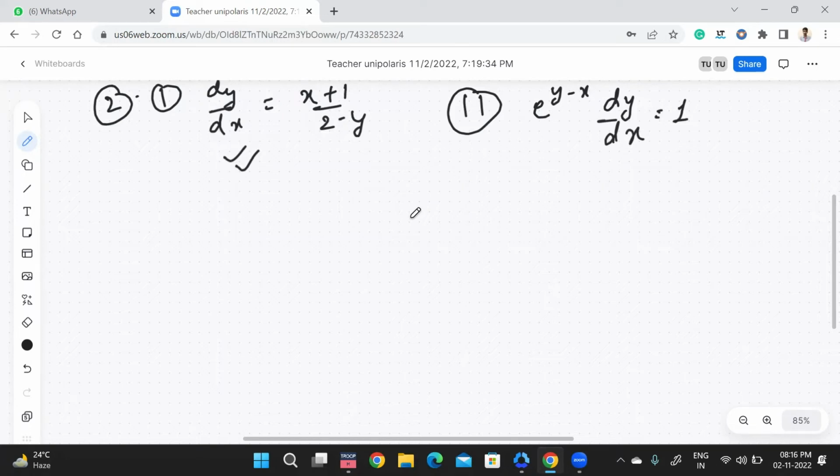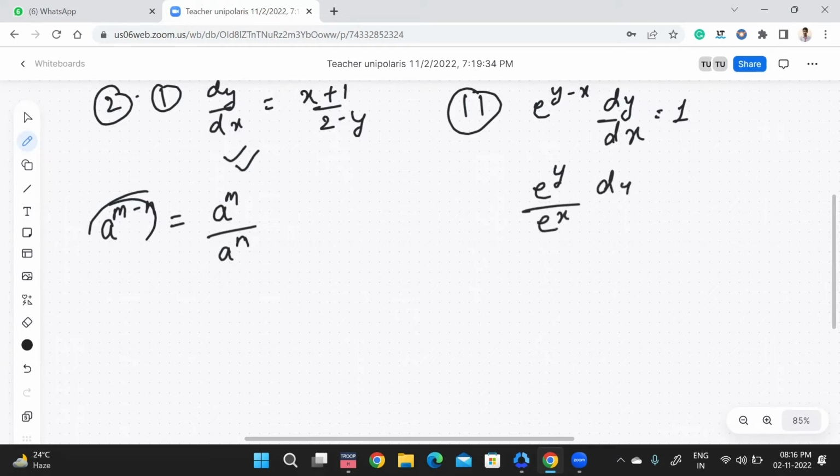So here again we are going to use the same property of exponents, that if you have an exponent written as a raised to the power m minus n, this must be written as a raised to the power m divided by a raised to the power n. So this e raised to the power y minus x can be written as e raised to the power y divided by e raised to the power x.